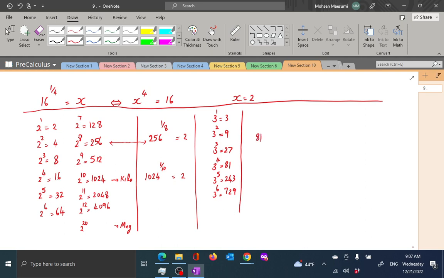What is 81 raised to the power of 1/4? The answer is 3. What is 243 to the power of 1/5? We are capturing this equation. That's again, the answer is 3. 4 to the power of 1, 4 to the power of 2, 4 to the power of 3, 4 to the power of 4, and so on. You can make the list.